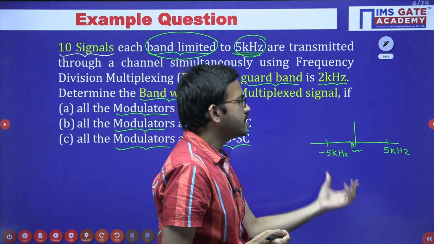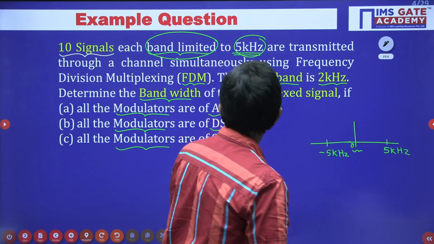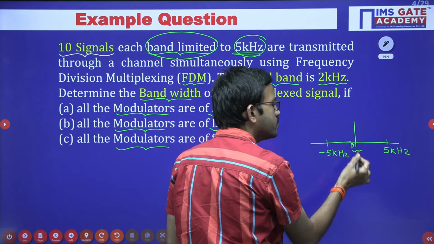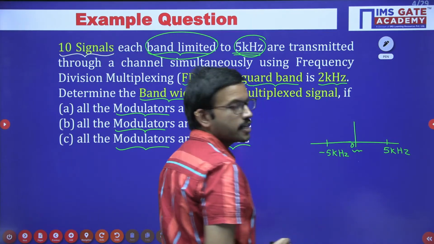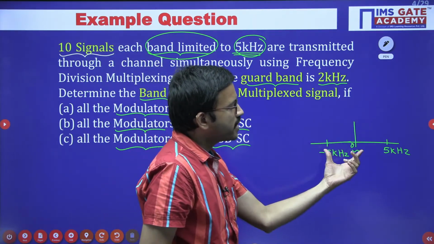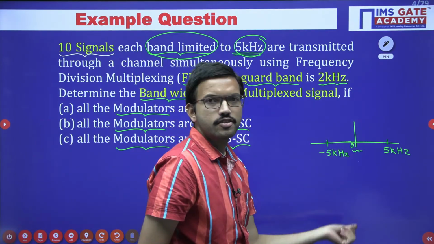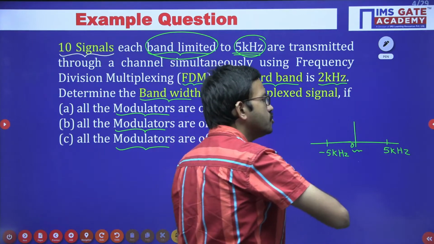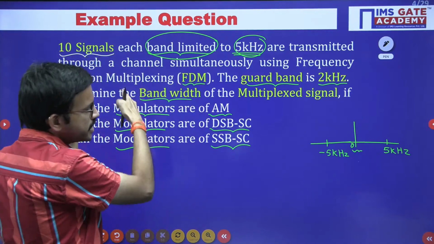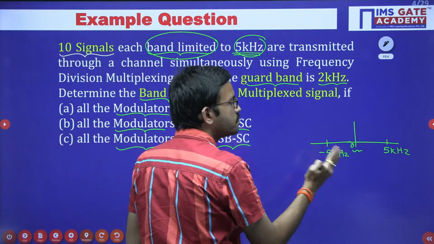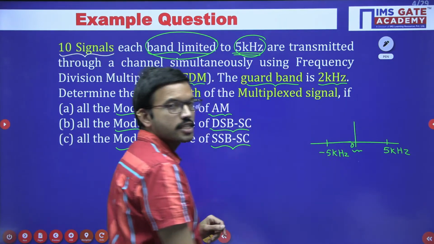Now all the 10 signals are going to be shifted so that they are centered around different frequencies. Suppose the first signal we shift to FC1, the second signal to FC2, and like that the 10th signal to FC10. Initially all are centered around 0 frequency, but now when you draw the spectrum for all the 10 signals, you can shift them to different frequencies. That means there is no interference from one spectrum to the other.